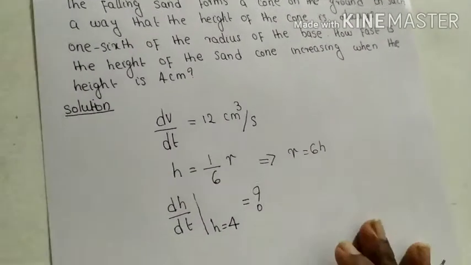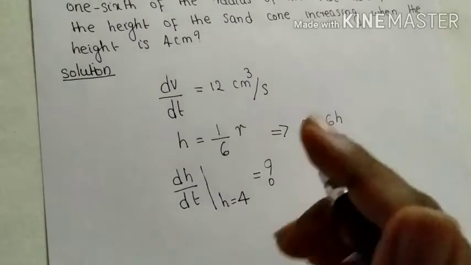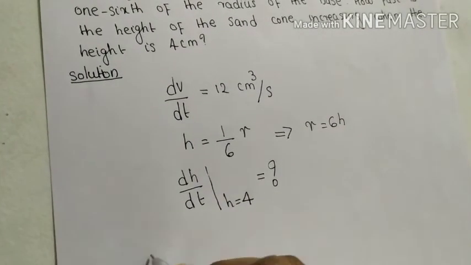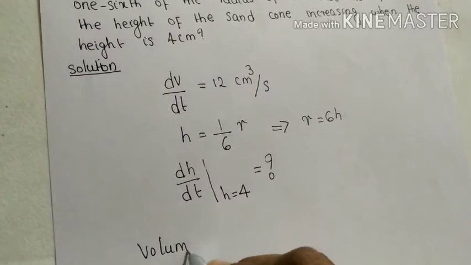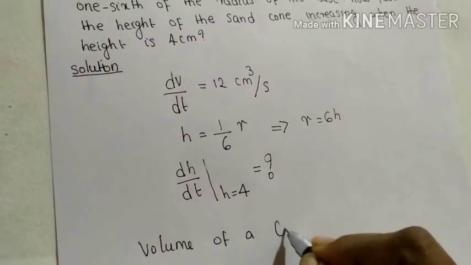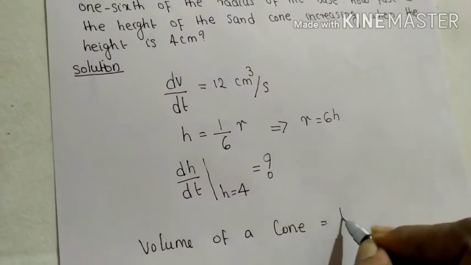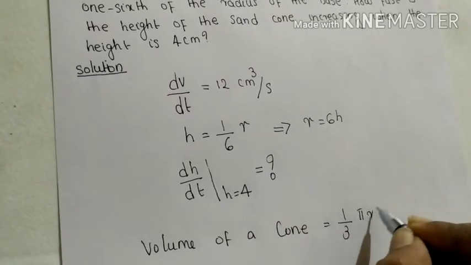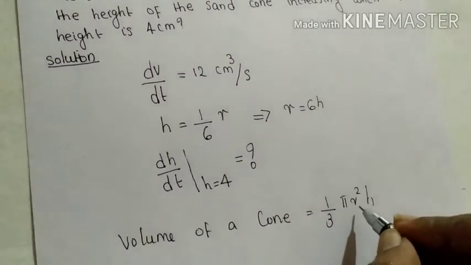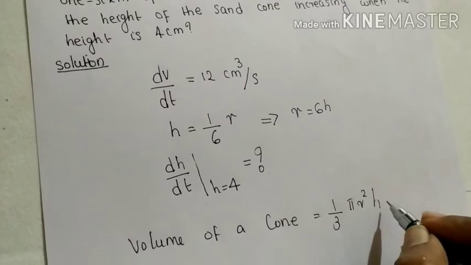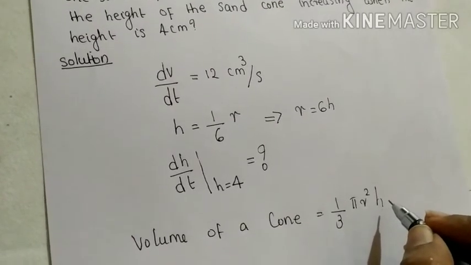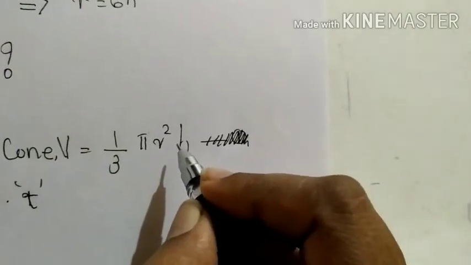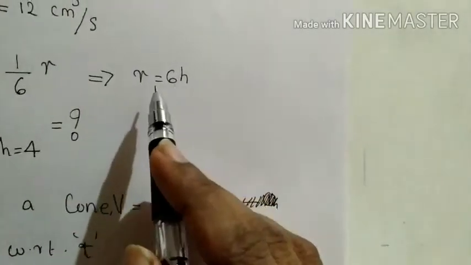Okay, so let's start the solution. First, we know that the volume of a cone is 1/3 πr²h. Here r is the radius of the base and h is the height of the cone. We know that here r equals 6h.